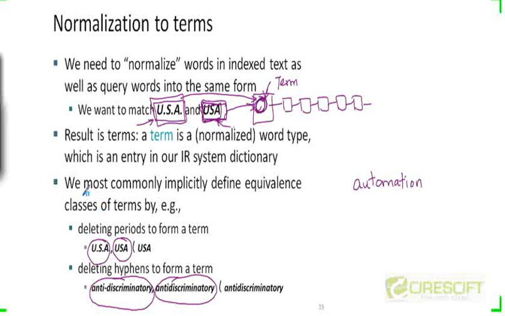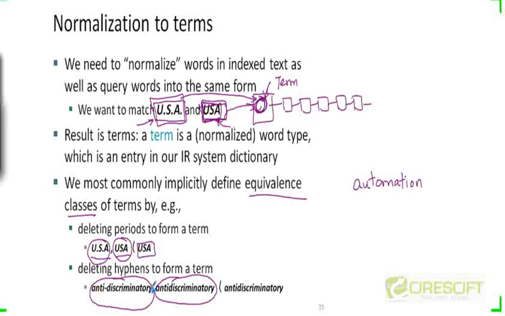Now you can think of all the tokens which map to the same term as forming an equivalence class. So for example, USA with the dots and USA without the dots form the same equivalence class. And that equivalence class is represented by USA because this is the term that is finally indexed in the dictionary. So the periods are deleted from U.S.A. and nothing is done to this token. This token remains as it is. So the normalized form of both these tokens is USA without the dots.